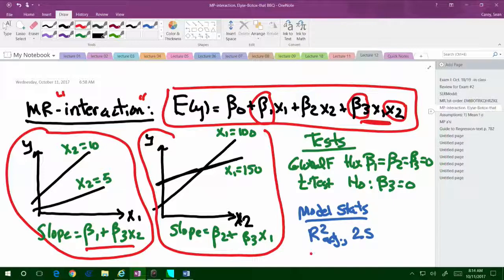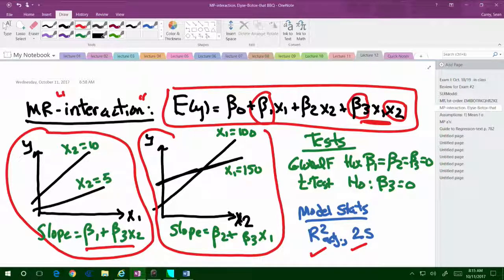Model stats are the same. R squared, adjusted, twice the standard deviation to help us evaluate the model. They're the same. Okay? So those are the three models that we've covered. And that's what you're responsible for on the test. Now about half the test, roughly half the test will be on the first simple linear regression model, because that's the one where you're doing the printouts for. And then the other half of the test will be on the multiple regression.